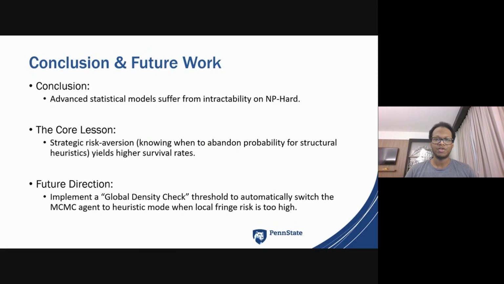For future work, we plan to improve the hybrid MCMC model by implementing a global density check. This algorithm would calculate the risk of the fringe, compare it to the baseline density of the remaining open board, and dynamically force the MCMC agent to abandon the fringe and guess heuristically if the local risk is too high.